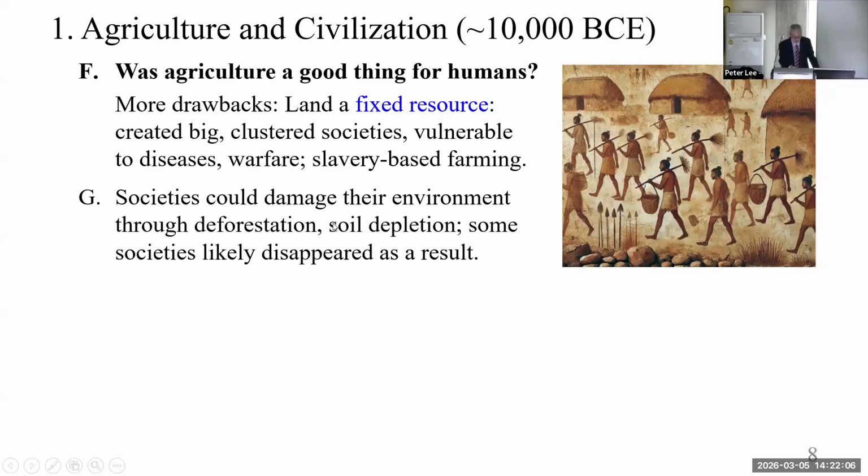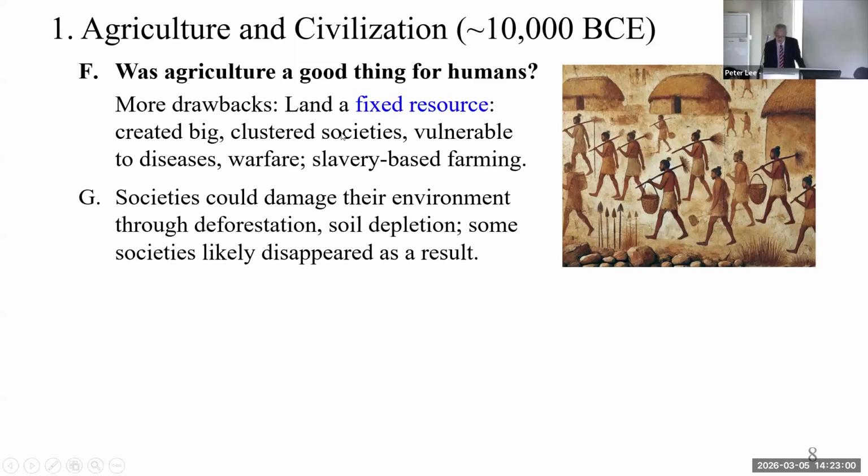And some societies, again, this is scholars figuring things out, ended up damaging their environment to such an extent, through things like deforestation and soil depletion. I suppose soil depletion is actually a lack of technological knowledge. They just didn't know any better, right? That you had to let even soil rest, you had to rotate. You grow crops for a few years and then you have to let that area rest for a few years. They didn't know things like that. So some societies ended up depleting all the nutrients in their soil, and then the society would collapse. And so some societies likely disappeared as a result.